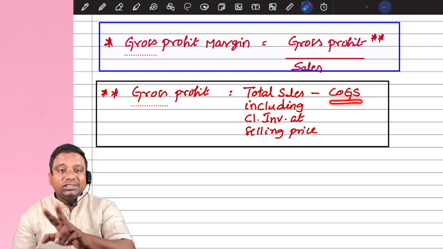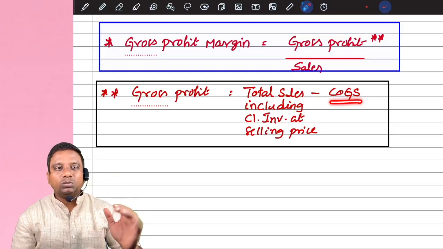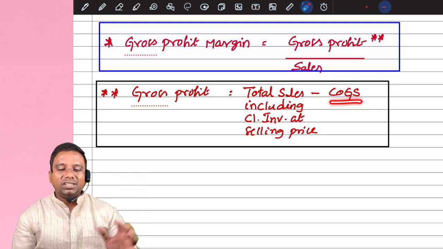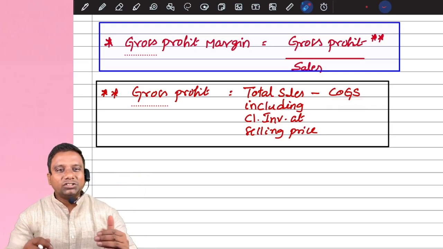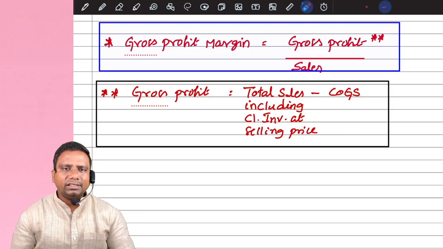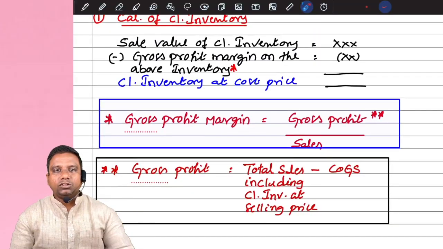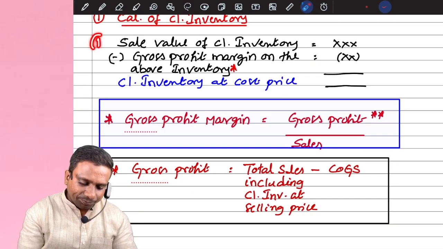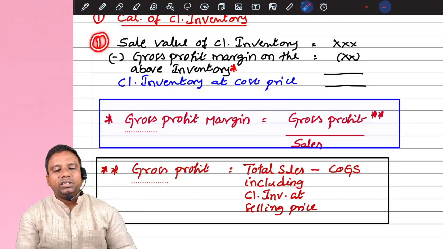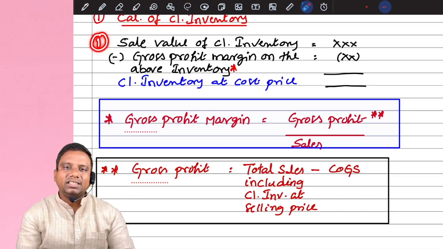Why? Because we assumed that the closing stock is sold. Even though you have closing stock, what is our assumption? All closing stock sold. In that case, cost of goods sold is equal to opening stock plus purchases. If any expenses are given, add direct expenses. This approach you have to follow. Simple approach. Observe. First one, this is the direct calculation: sale value minus profit. Then whatever the stock you have in hand, that is at cost price.